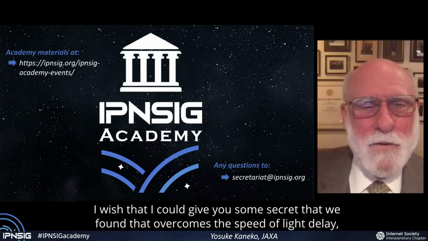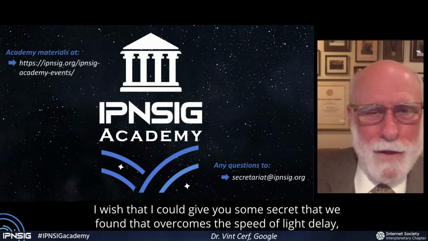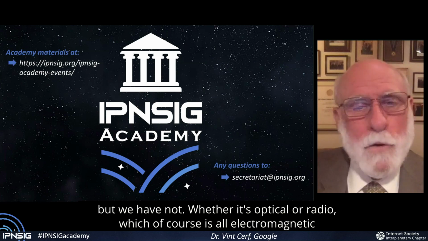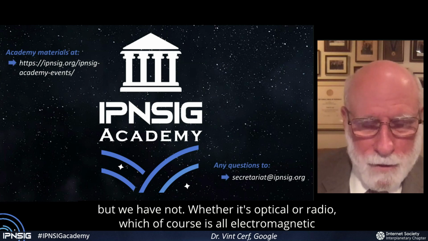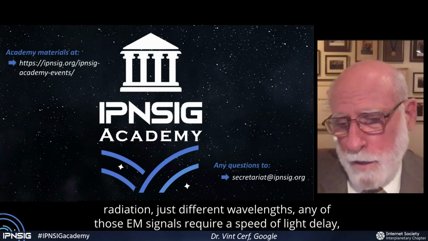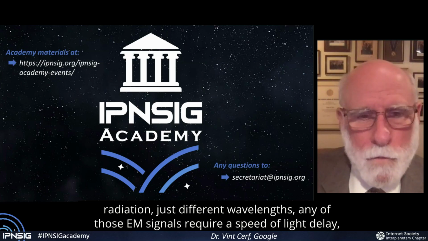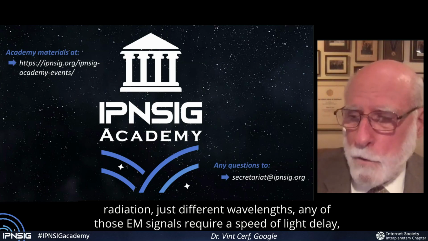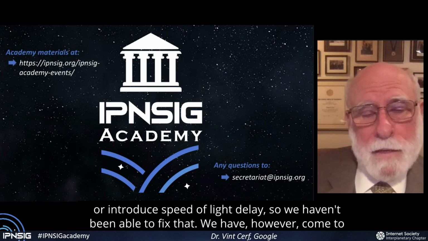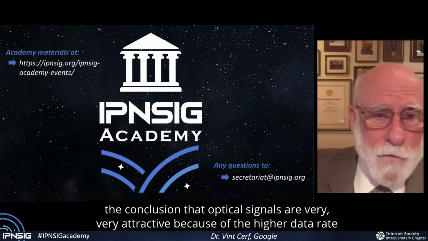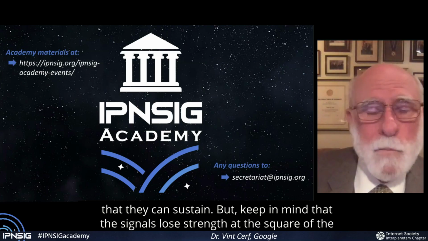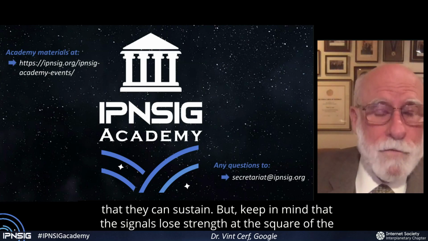I wish that I could give you some secret that we found that overcomes the speed of light delay, but we have not. So whether it's optical or radio, which of course is all electromagnetic radiation, just different wavelengths, any of those EM signals introduce speed of light delay. So we haven't been able to fix that. We have, however, come to the conclusion that optical signals are very attractive because of the higher data rate that they can sustain. But keep in mind that the signals lose strength at the square of the distance.